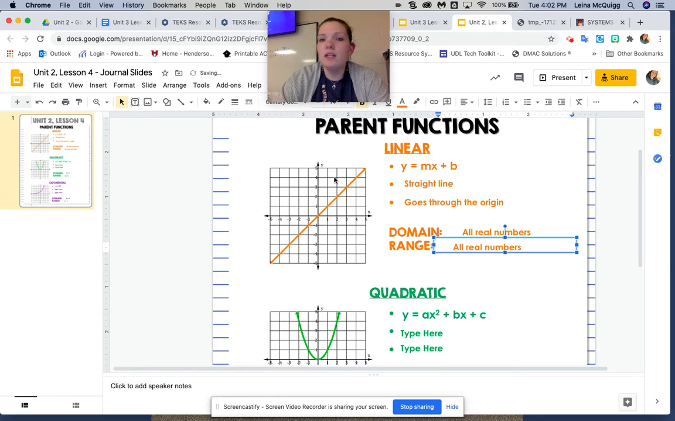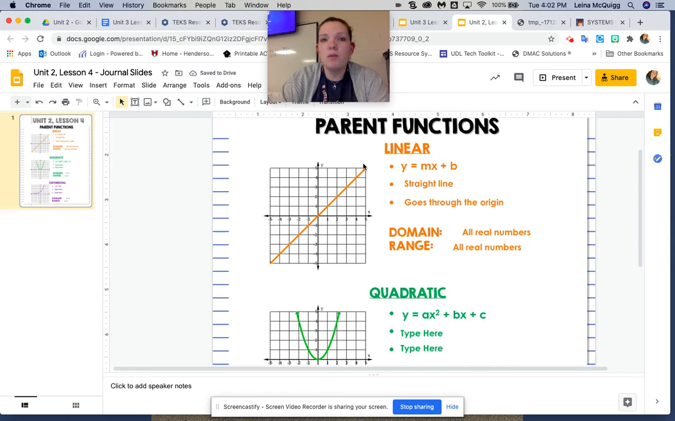Linear functions are straight lines. This is what we're going to go into in our next unit. We're going to look at the equation y equals mx plus b. They're straight lines and they go through the origin. Do we remember this is the origin right here, 0, 0? So our domain for our parent function of straight lines is all real numbers, and our range is all real numbers. This means our parent function is always going to have arrows on the ends, okay?